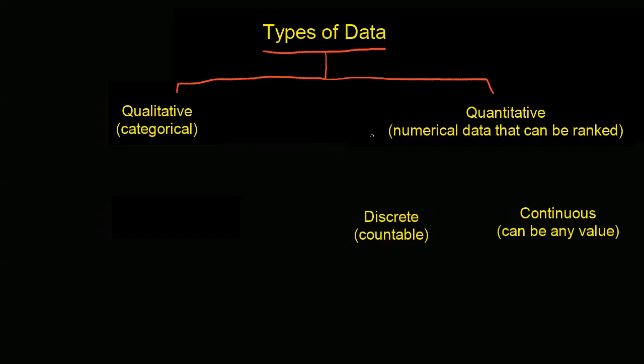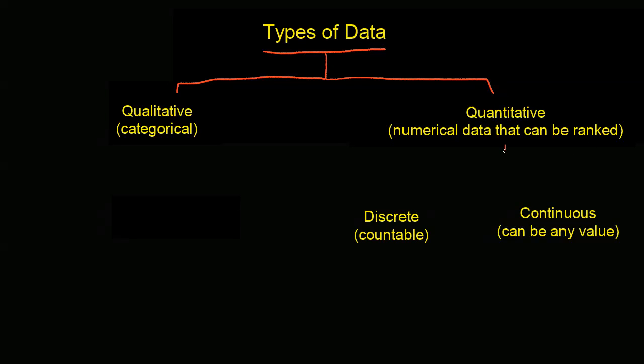Then we have quantitative type data, and this is numerical data that can be ranked. So zip code is numerical data, but it is not rankable in the sense that if you have one zip code, it doesn't make you better than someone who has a different zip code. It doesn't really mean much other than you don't live where that other person lives. So quantitative data must be numeric and rankable.